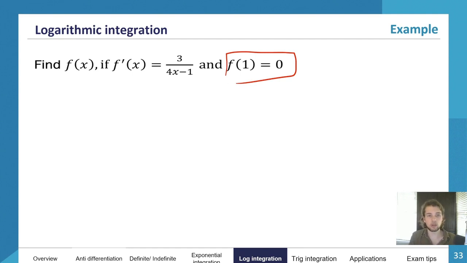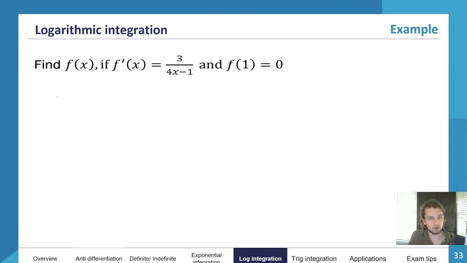Find that c is one true value, instead of it just representing a whole bunch of possible values and an infinite amount of possible functions. There's only one function for which this is true and for which f(1) is equal to 0, because we're going to have one c value.